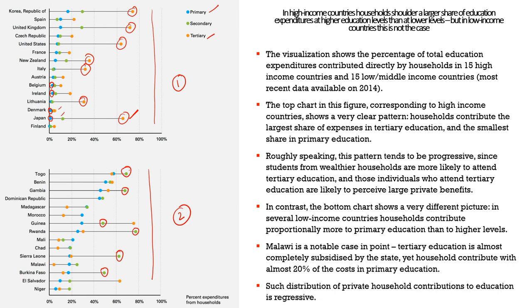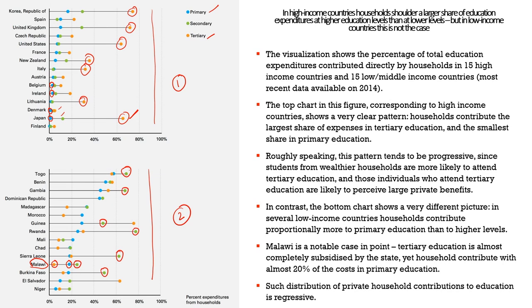But you contrast this with the bottom chart, which shows a very different picture: in several low income countries, households contribute proportionally more to primary education than to higher levels. Malawi is a notable case in point here, where tertiary education is almost completely subsidized. You see that the patterns are completely reversed. The orange dot is the lowest, the blue dot is in between, and the secondary schooling dot is the highest. This shows that households contribute almost 20% of the costs in primary education.